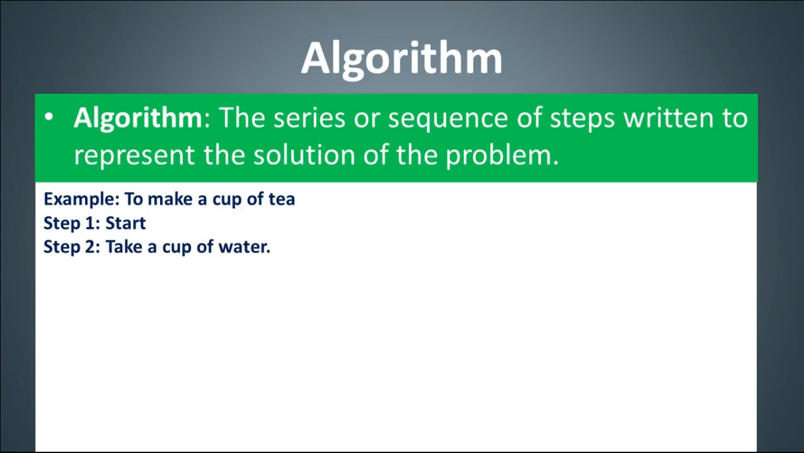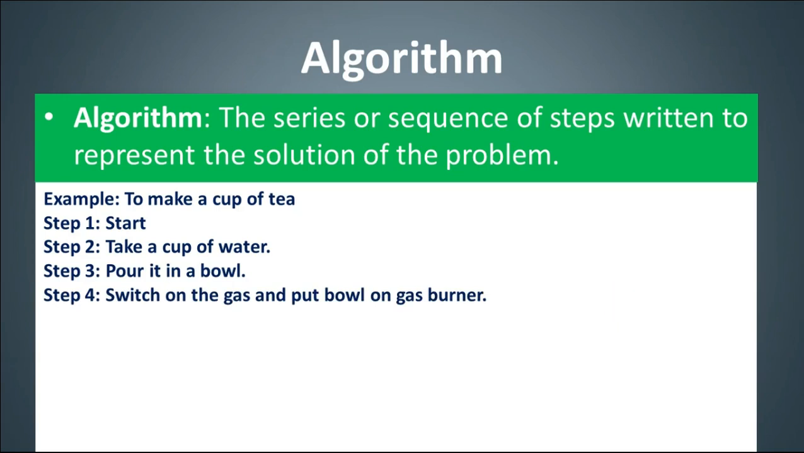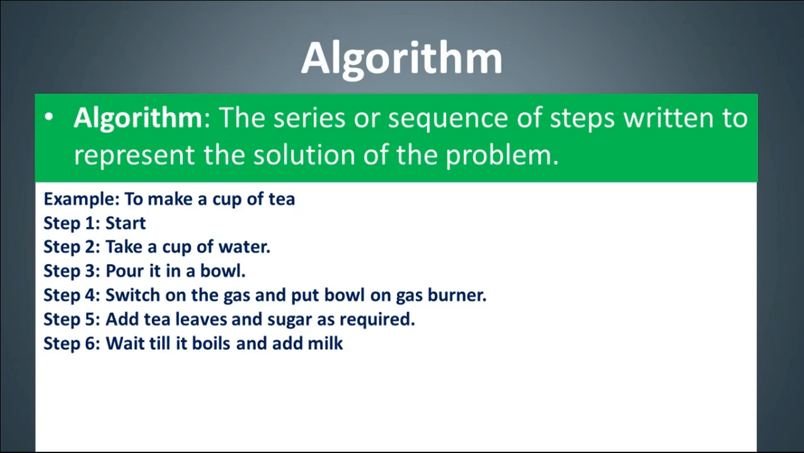Second, you will take the cup of water, as desired in this case. Now after that you will pour that cup of water into a bowl, and thereafter you will put it on your gas and switch on the gas. After some time you will add tea leaves and sugar as per your requirement.